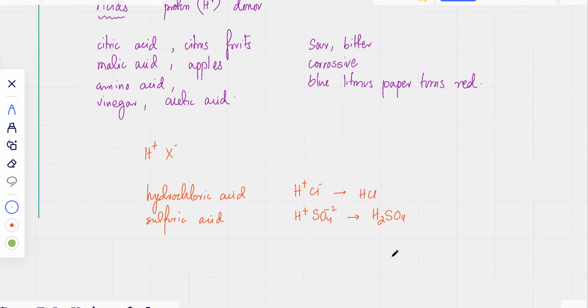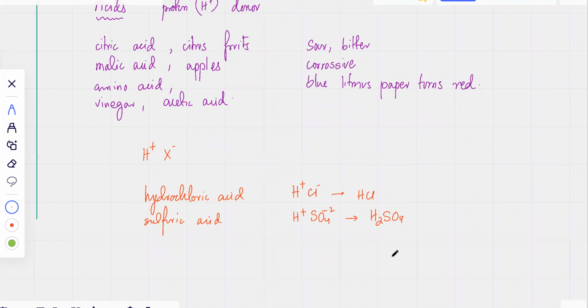Apart from this, we can have sulfurous acid. That's kind of similar, except in this case you have H plus 1 attached to a sulfite ion, which is SO3 minus 2. And that would make it H2SO3. And you can have all sorts of acids.